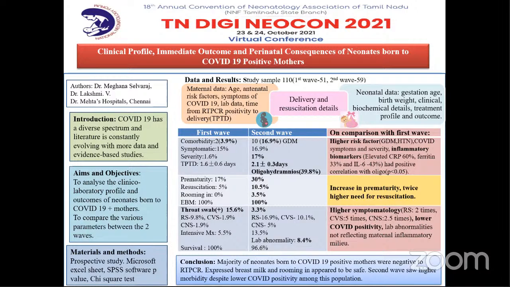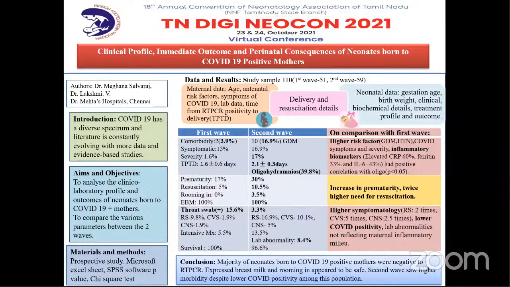We also had a statistically significant finding of oligohydramnios in nearly 40% of the mothers in the second wave. Also, the biochemical parameters revealed an elevated CRP of 60%, ferritin of 33%, and interleukin-6 of 43%, and all of them had positive correlation with oligohydramnios with a p-value less than 0.05. Regarding the gestational age, 17% were born preterm in the first wave, whereas 30% were born preterm in the second wave. Among the 17% in the first wave, the majority, that is 13%, were late preterm.